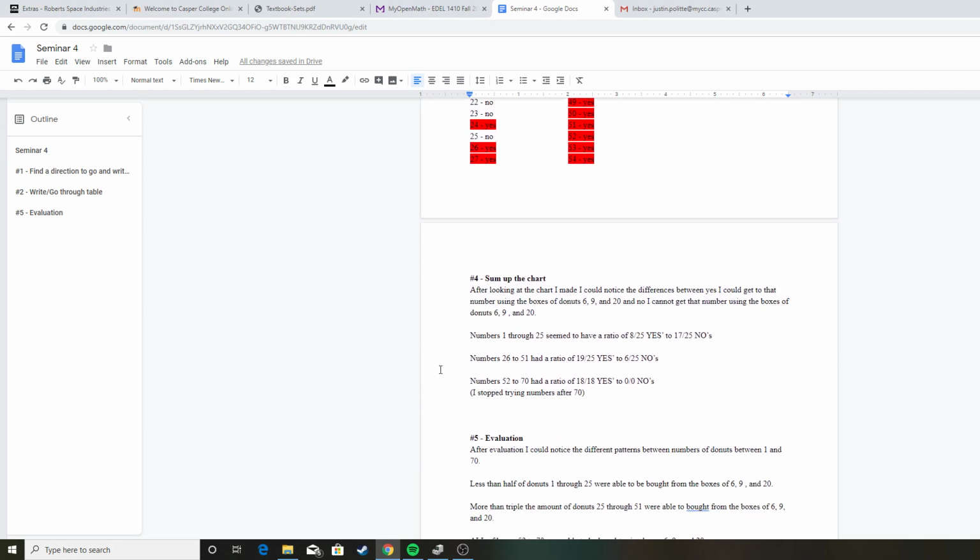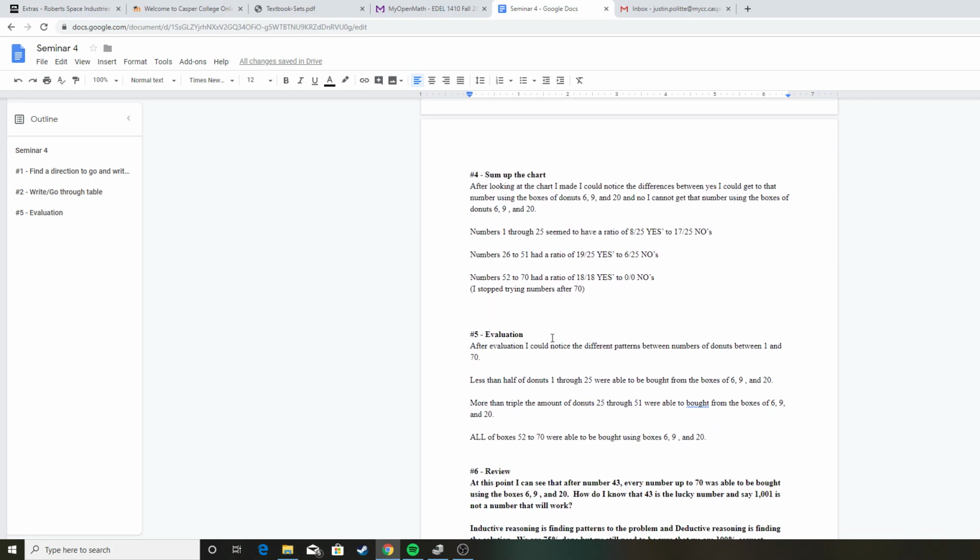Sum up the chart. After looking at the chart, I could notice the differences between yes, I could get to that number using the boxes of donuts 6, 9, and 20, and no, I cannot get the number using the boxes of donuts 6, 9, and 20. Numbers 1 through 25 seem to have a ratio of 8 to 25 yeses to 17 to 25 nos. Numbers 26 to 51 had a ratio of 19 to 25 yeses to 6 to 25 nos. Numbers 52 to 70 had a ratio of 18 yeses to 0 out of 0 nos. I stopped trying numbers after 70.